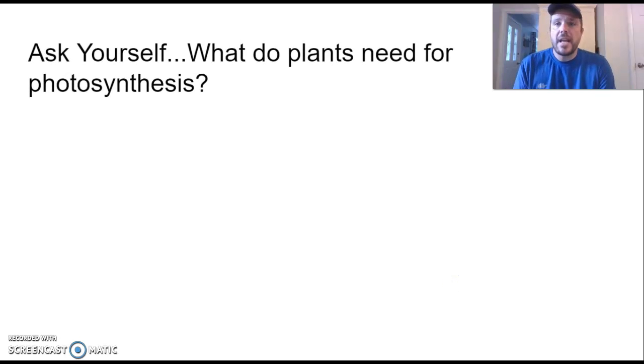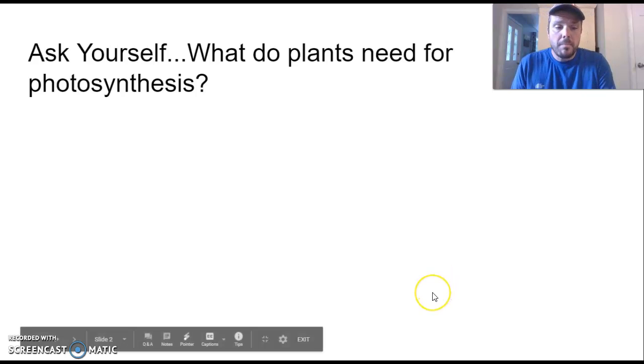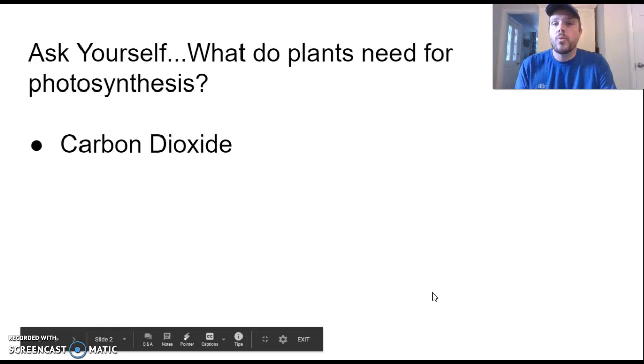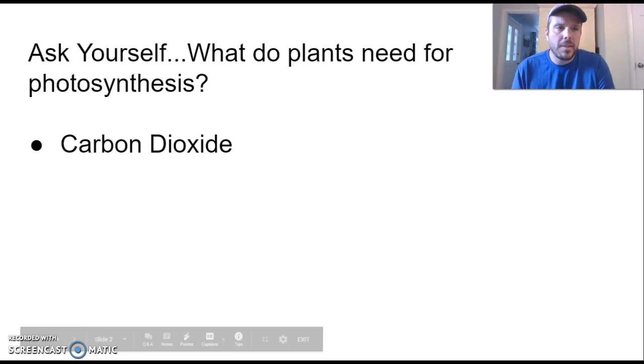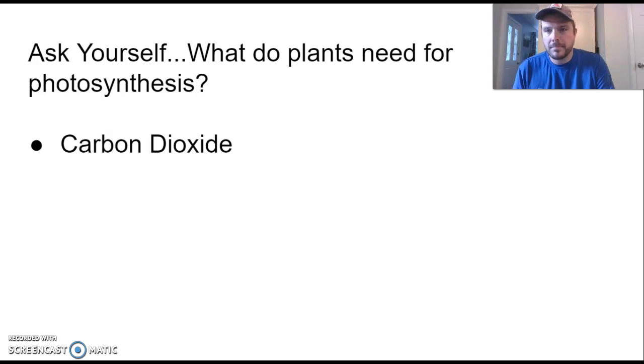So first, I want you to ask yourself, what do plants need for photosynthesis? Think about it. There's three things. If you've only got two, keep thinking. Okay, so plants need carbon dioxide. We know they need carbon dioxide. Where's that carbon dioxide going to be used? Think about it. It's going to be used in the Calvin cycle because we need a source of carbon to make glucose.